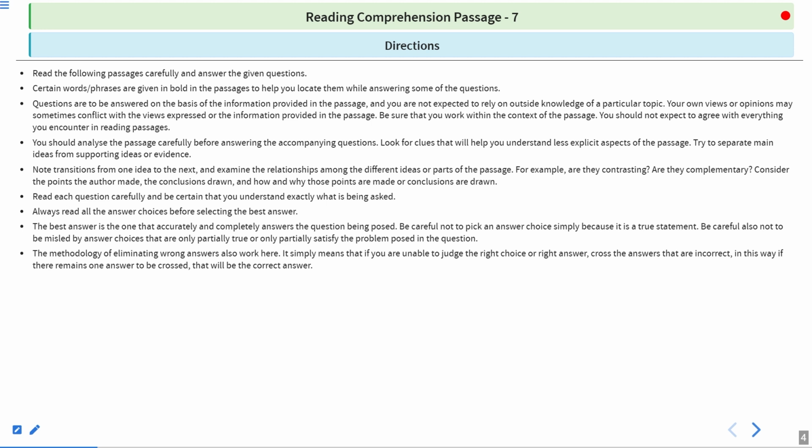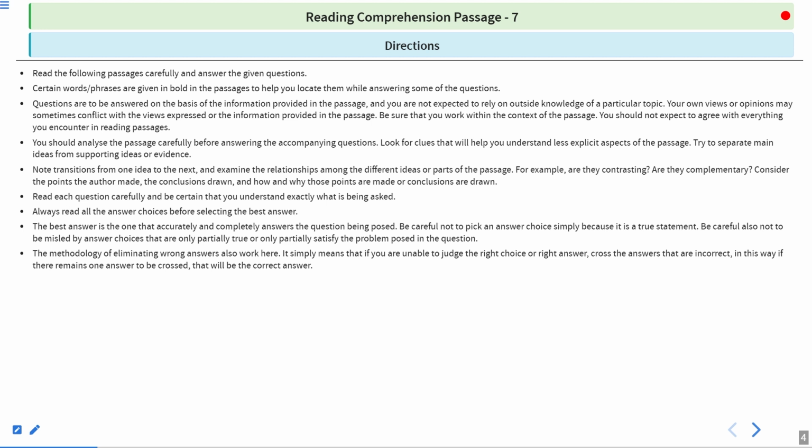You should analyze the passage carefully before answering the accompanying questions. Look for clues that will help you understand less explicit aspects of the passage. Try to separate ideas from supporting ideas or evidence. Note transition from one idea to the next and examine the relationships among different ideas or parts of the passage. For example, are they contrasting? Are they complementary? Consider the points the author made, the conclusion drawn, and how and why those points are made or conclusion are drawn. Read each question carefully and be certain that you understand exactly what is being asked.